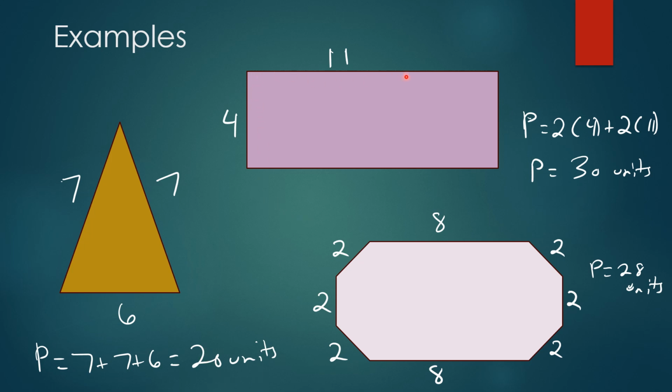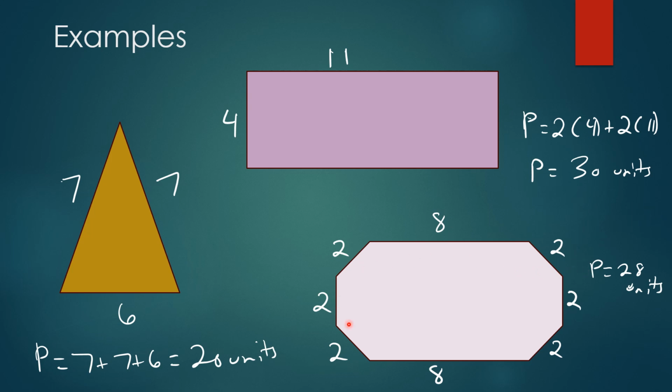When it comes to a rectangle, we know that we have the formula P equals 2 times L plus 2 times W. So as long as we know the 2 sides that are adjacent to each other, we can find the perimeter. 2 times 4 plus 2 times 11 gives me 8 plus 22, which gives me a total of 30. Again, the word units is at the end to signify that this is a measurement of some kind.